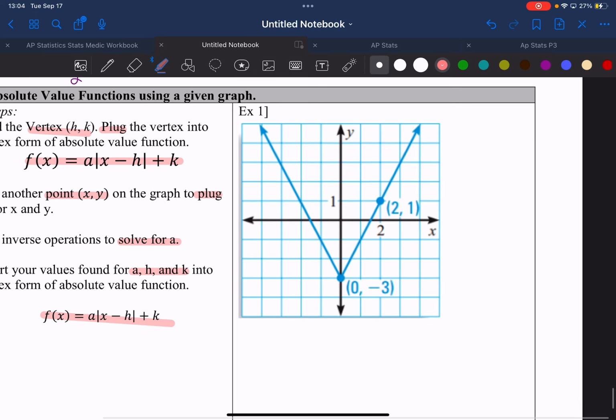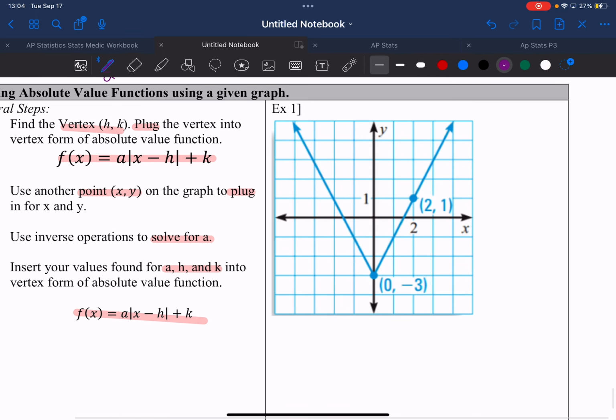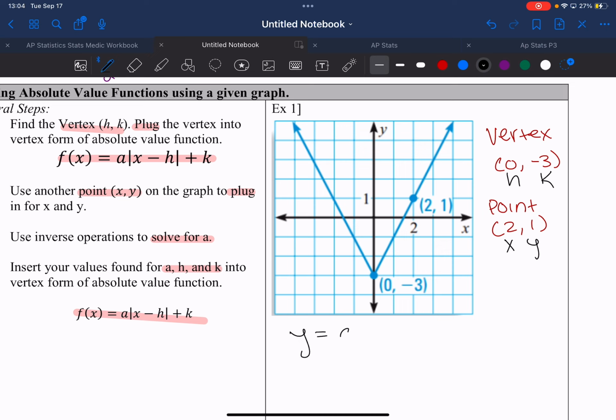So let's do those steps over here. Remember, our first step is to find the vertex. Our vertex is (0, -3). And then we need to find a point. They already have a point labeled for us, so we're going to use that point, (2, 1). Remember, our vertex is (h, k), and our point is (x, y). So we're going to be plugging this into y equals a, absolute value of x minus h, plus k.